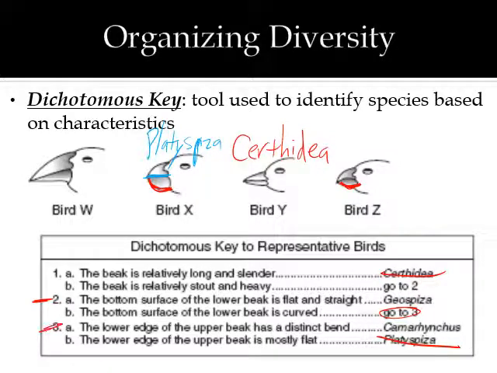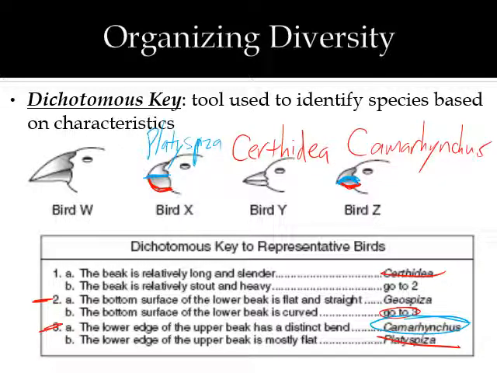And for step 3, it says either the lower edge of the upper beak has a distinct bend or it's mostly flat. We just did the one that was mostly flat, and we can see definitely right here that the bottom edge of the upper beak has that little bend to it. So this now is going to be Camarhynchus. So let me write right here. Camarhynchus.